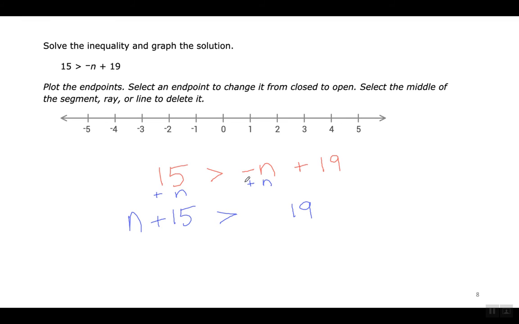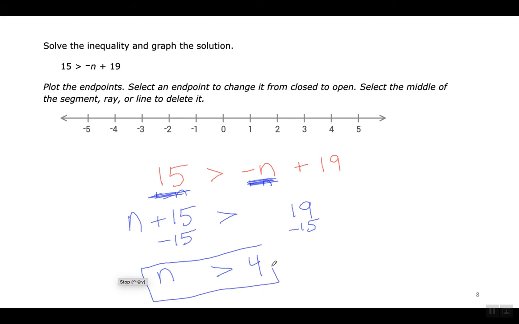You don't have to write that step out. You could just do it mentally. But move the n to the left, which will give you this right here. Now just move the 15 to the right by subtracting from both sides. So n is greater than 4. Okay, so here's my 4, and all the numbers greater than 4 are to the right. There's my graph.